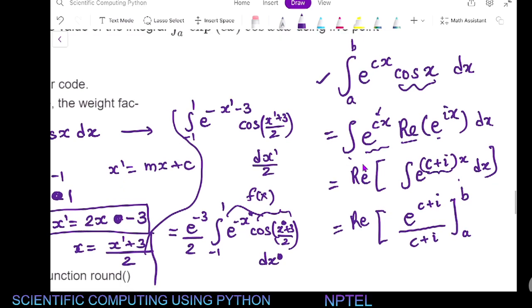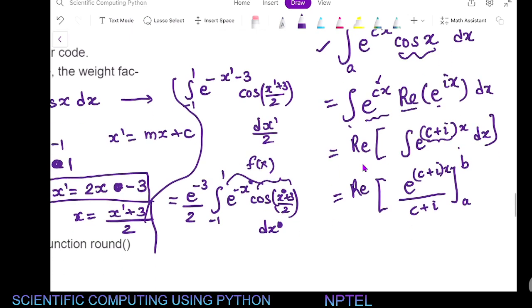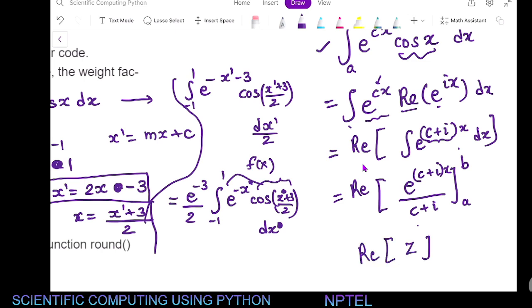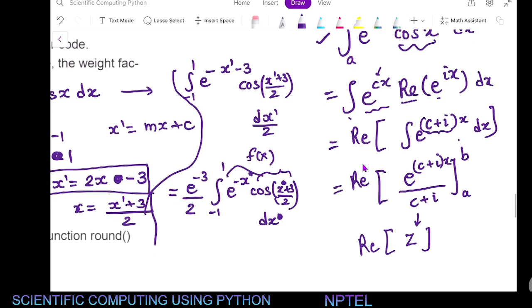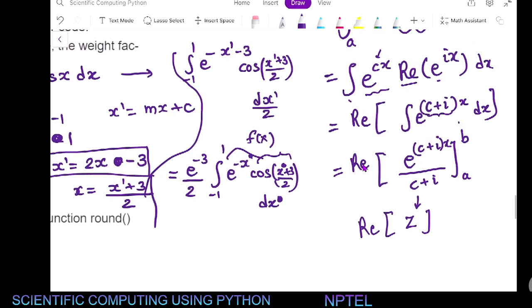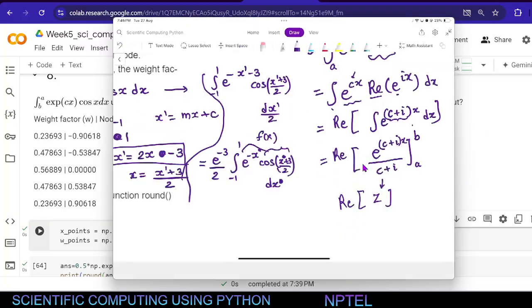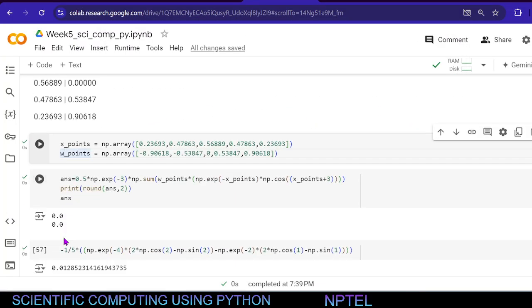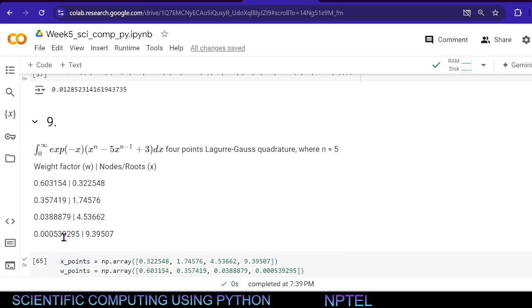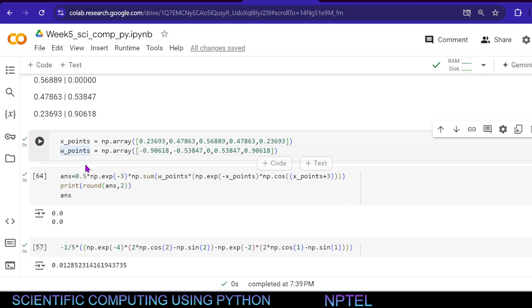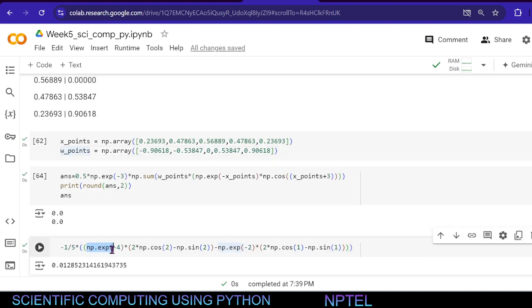So once you put in b and a, then solve it. You get a number which will be some complex number, right? Just take the real part. That will be your answer. So that's what I had done later on. So this is what I had gotten.